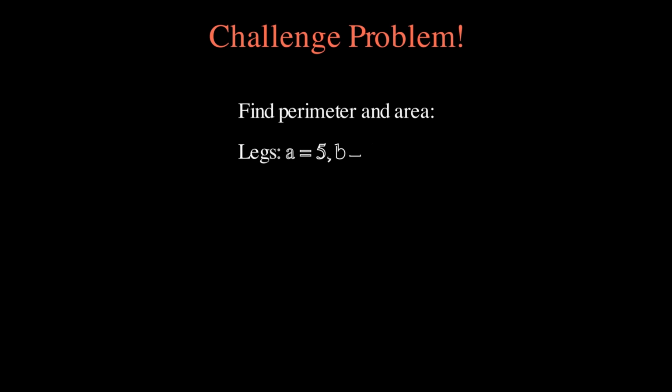Now here's your challenge. Find the perimeter and area of a right triangle with legs measuring 5 units and 12 units. Calculate the hypotenuse first, then find both the perimeter and area. Write your answers in the comments below.